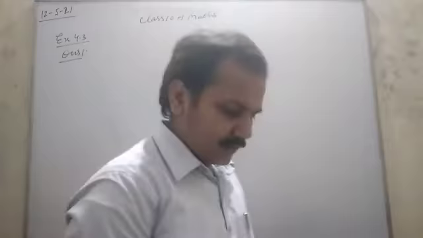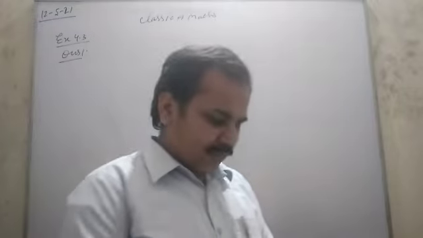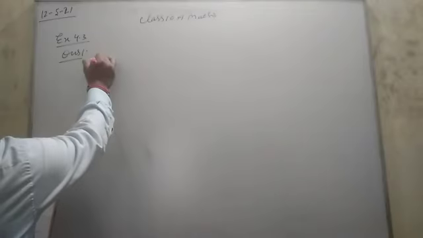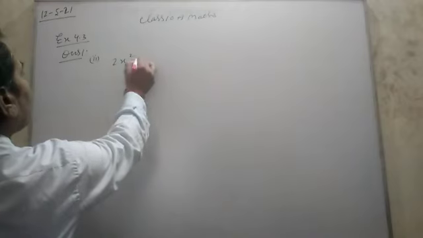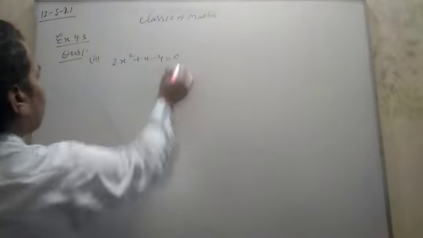Good morning, students. So, exercise 4.3. In that question, the first part is completed. Okay. So, start the second part. That is 2x square plus x minus 4 is equal to 0.